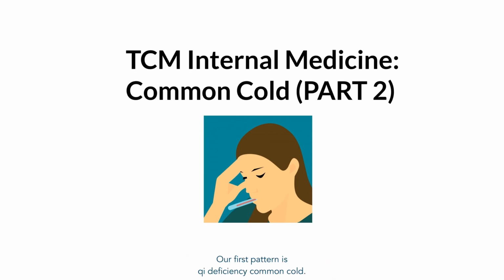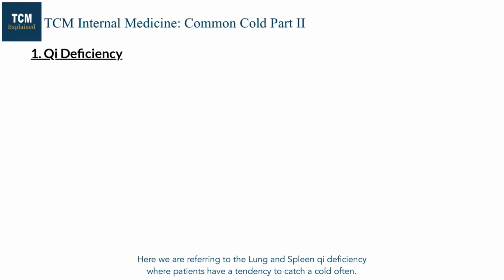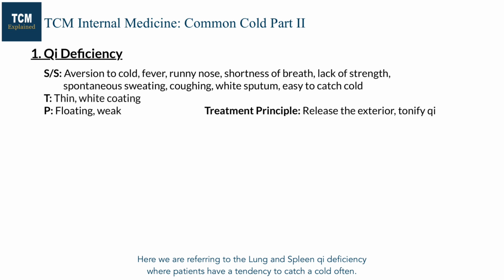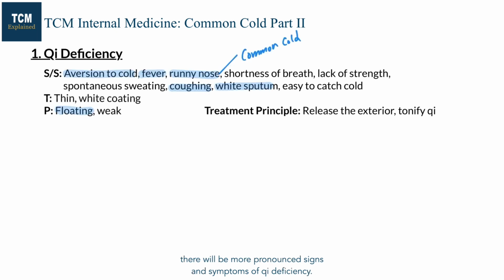Our first pattern is Qi deficiency common cold. Here we are referring to the lung and spleen Qi deficiency, where patients have a tendency to catch a cold often. Along with the basic signs and symptoms of the common cold, there will be more pronounced signs and symptoms of Qi deficiency. For this case, we have to release the exterior and tonify Qi.